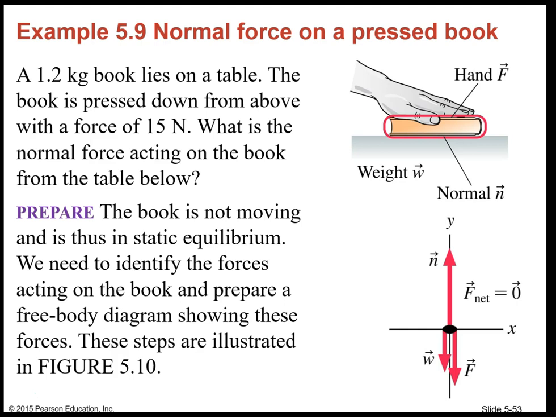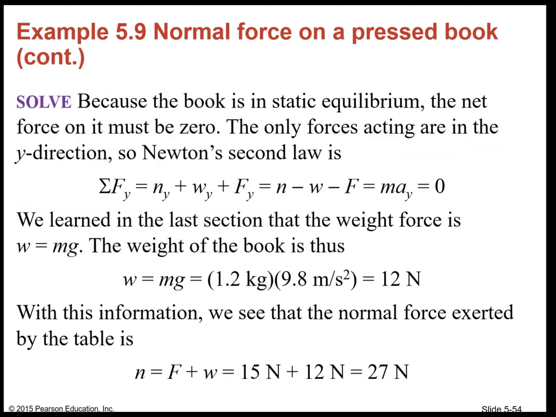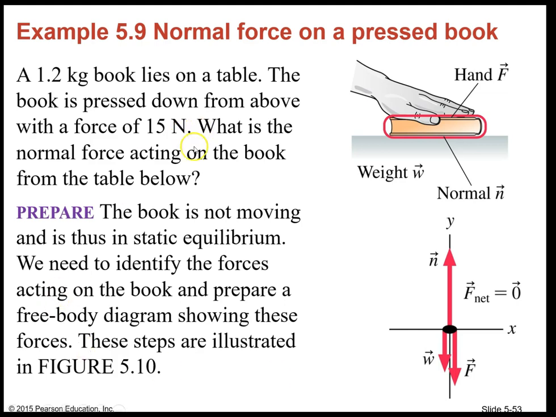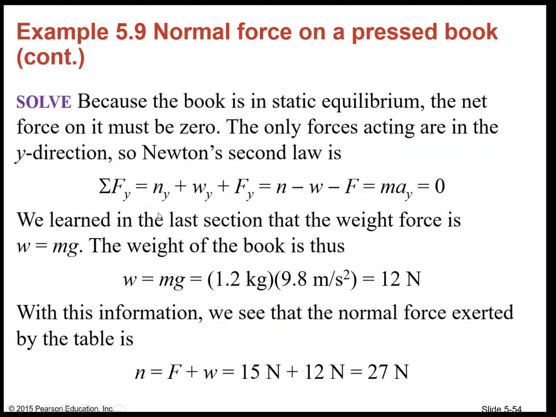So we have the weight going down and a force going down. The net force is 0, so the normal force has to balance out both those forces, the weight and the force applied. If we know you're applying a force of 15 newtons, and we know the mass of the book, we can figure out the weight of the book. The weight of the book is simply the mass times the acceleration due to gravity.